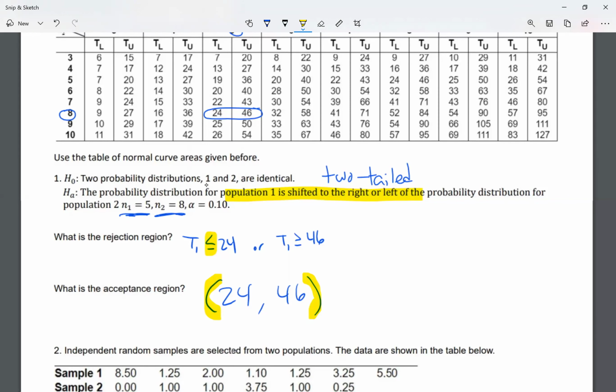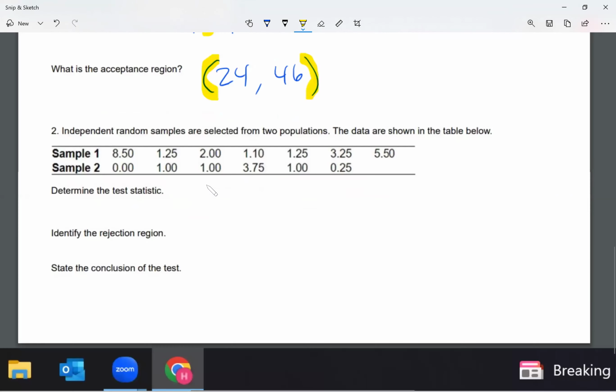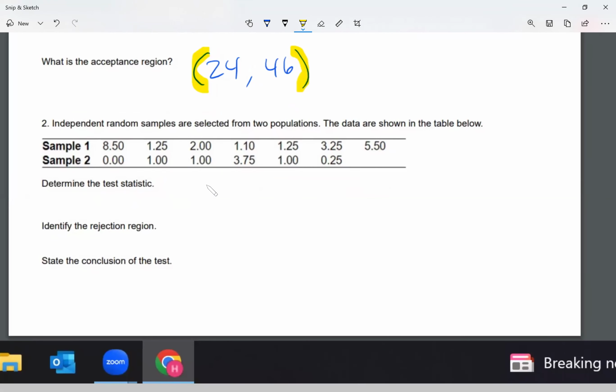So I said everything in between 24 and 46, not exactly 24 or 46, just everything in between. So if I do get 24 or 46, they do get rejected. That's not in my acceptance region. Okay, so for the first part, I just want you to find the acceptance region and the rejection region. Not a big deal. I want you to get familiarized with the tables. Now, continuing on our homework, I'm going to have you test some values.